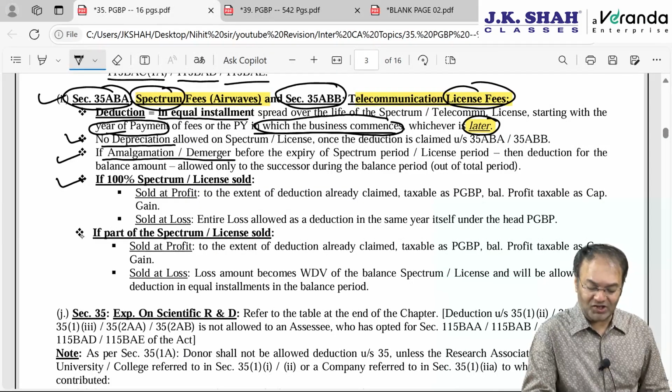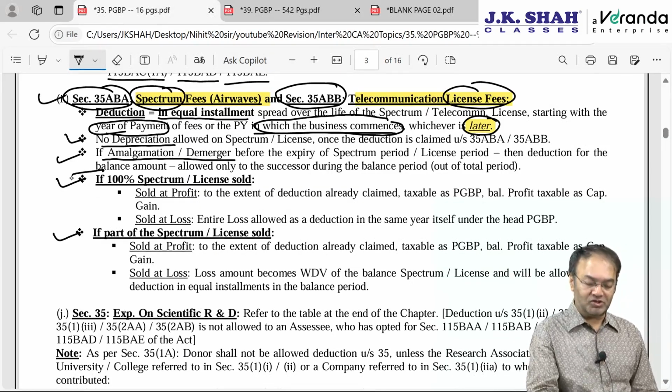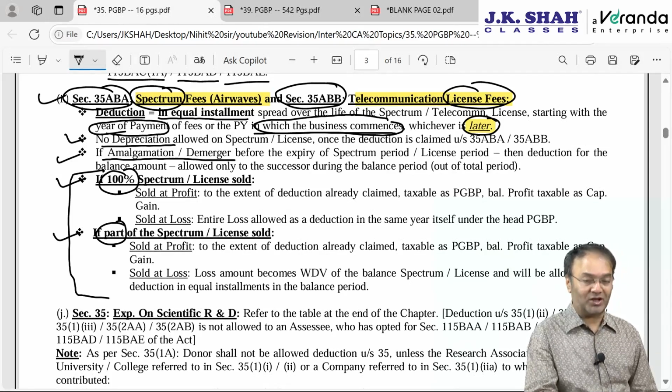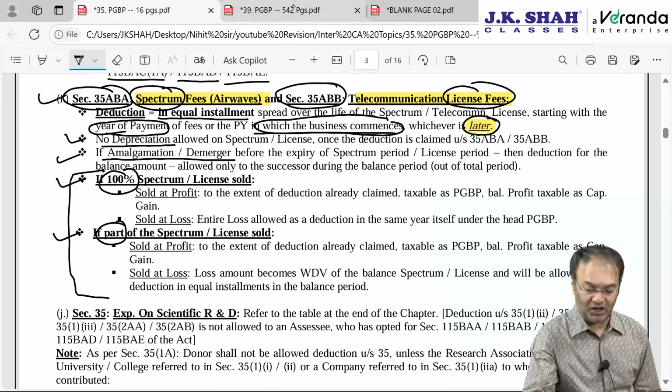Okay, then if the license or spectrum is sold, two possibilities: 100% license is sold, or part of the license or spectrum is sold. What to do? Understand very carefully.